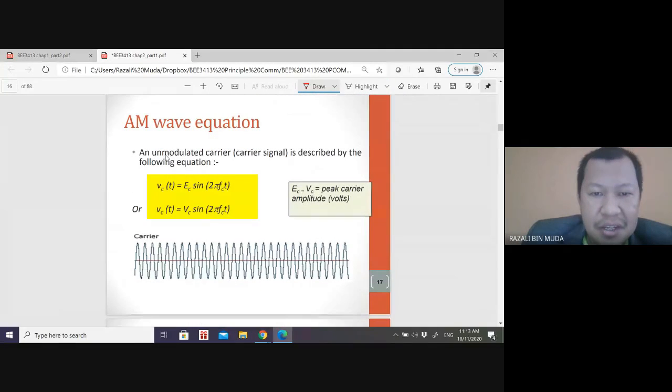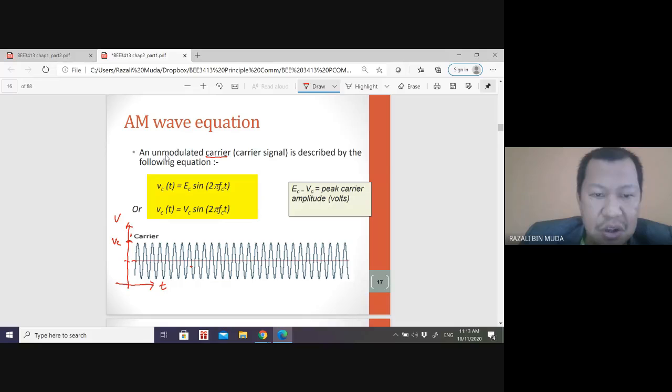So this is the carrier. The next is carrier signal. Okay, you can see that this carrier signal is very high frequency compared to the modulating signal. So this is the unmodulated carrier signal described by the following equation. So equation dia sama. Equation sama. So kita masih lagi ada, patutnya ada ni, ada exist lah ni. So this is T. This is V. So this is VC lah, macam tadi.